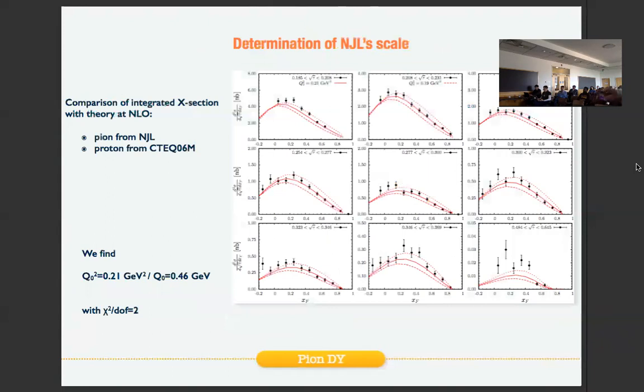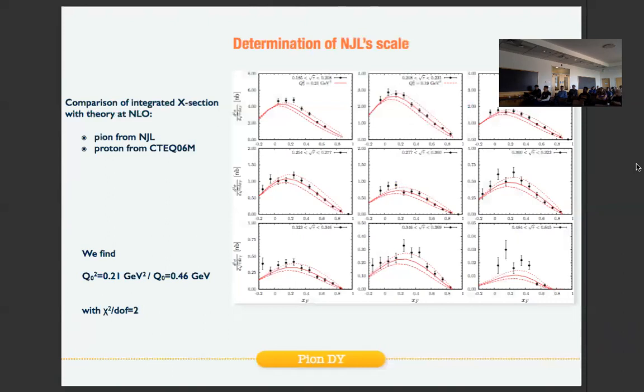And what we did, we took a CTEQ nuclear PDF here, and we took only the pion from NJL. And we tried to match the scale. So we changed the Q naught, and we see how it matches. So you see here different versions. And actually what we find is that the best fit, a chi-square of 2, which is not bad, is at next to leading order for Q naught of 0.46 GeV, which is compatible with what we had before.